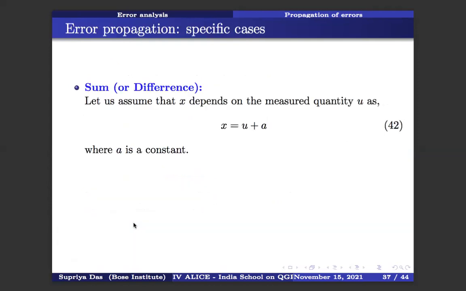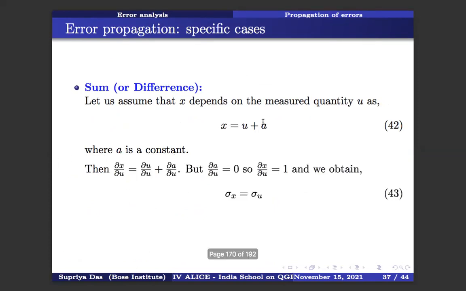Let us take specific cases, something like this. Let us assume that x depends on a measured quantity u. There is a constant a and u. So what will happen? Del x del u is del u plus del a del u. But then del a del u, a is a constant, is 0.